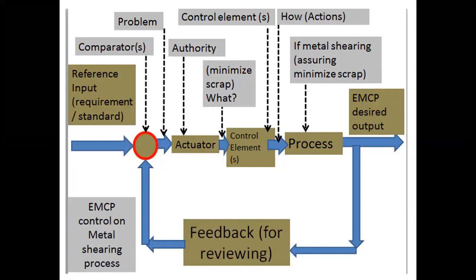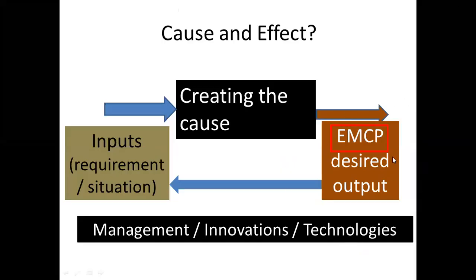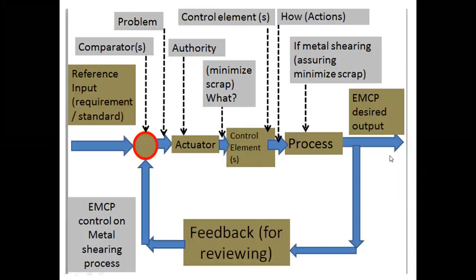Your output is the same as we have seen in the previous slide. To assure the right, expected output or outcome, you can see so many elements are involved: control elements, some processes, even feedback for reviewing. We have learned this, some other inputs and requirements, reference input, same like here. This is a little, not to say difficult, but I would say it's a must to digest this very well.